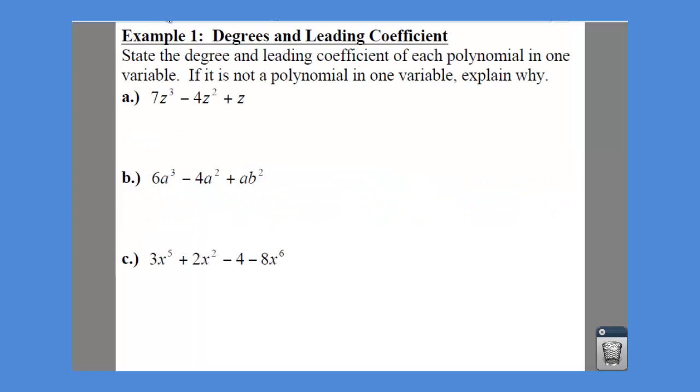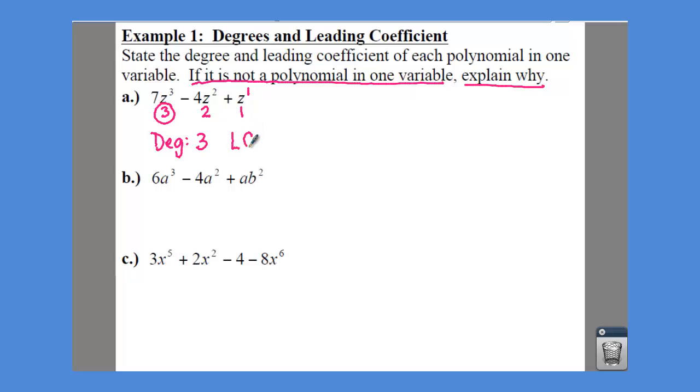So, for example 1, here it says state the degree and leading coefficient of each polynomial in one variable. If it is not a polynomial in one variable, then you have to explain why. So we look at example A, and if we look at our 7z to the third minus 4z squared plus z, you're going to look at your degrees. We have a degree of 3 here, a degree of 2 here, and a degree of 1. So remember when we were talking about degrees in a previous lesson, when you're trying to find your degree, you just state whatever the largest number is. So in this case, it is a 3. So we're going to have a degree of 3.